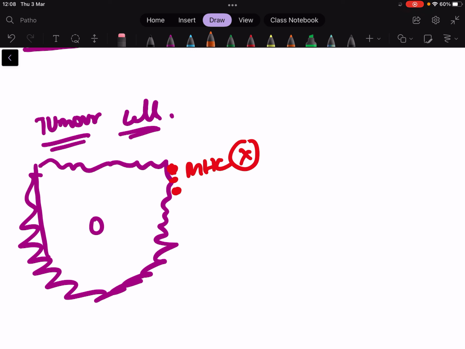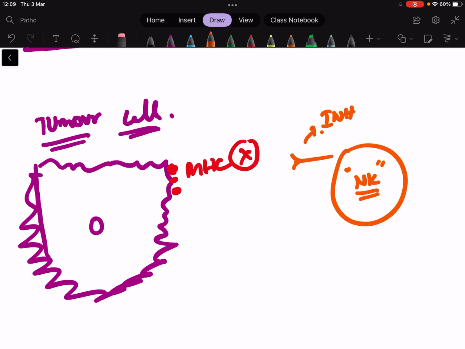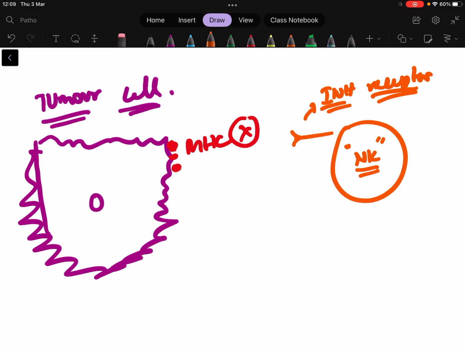Because suppose this is a natural killer cell. The natural killer cell has an inhibiting receptor which was inhibited by MHC molecules present on a normal cell. But since a tumor cell does not have any MHC molecules present on it, the inhibitory receptor present on the natural killer cell is not activated. Hence there is no inhibition of the natural killer cell.